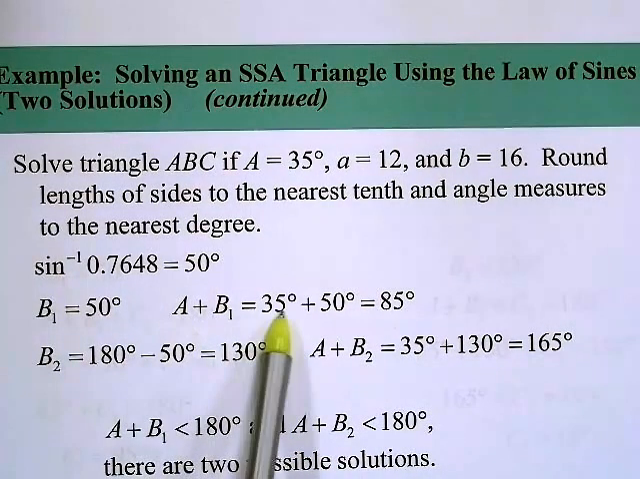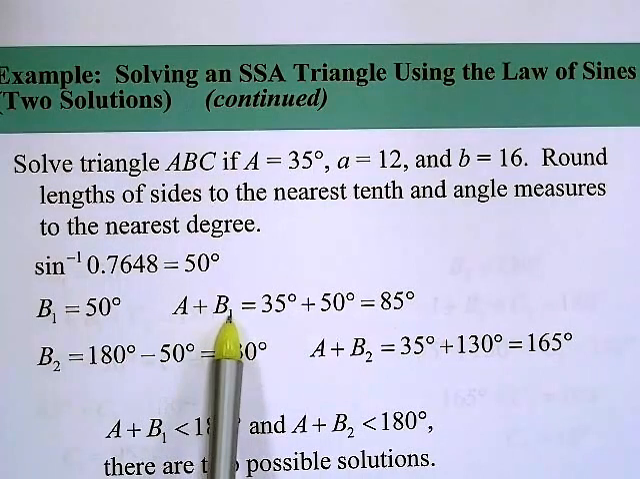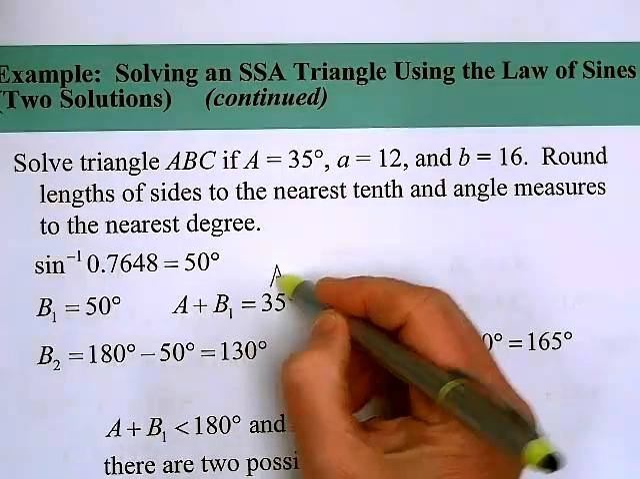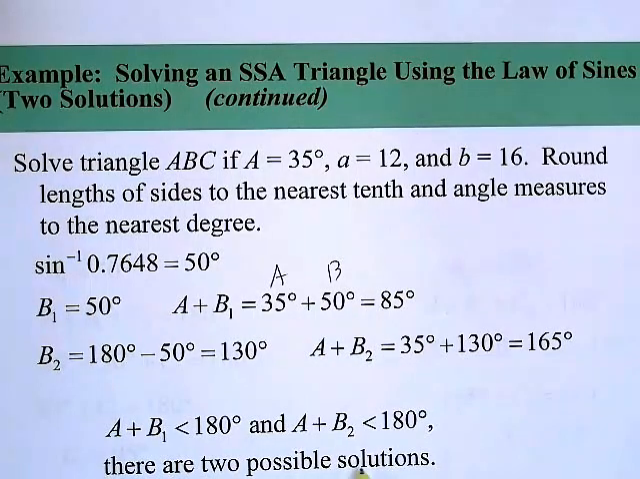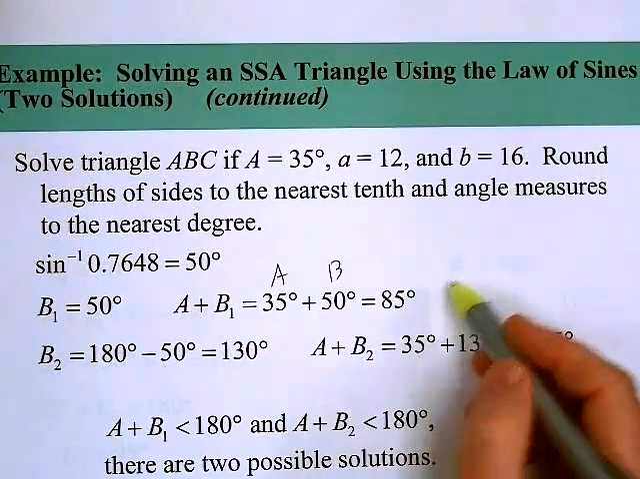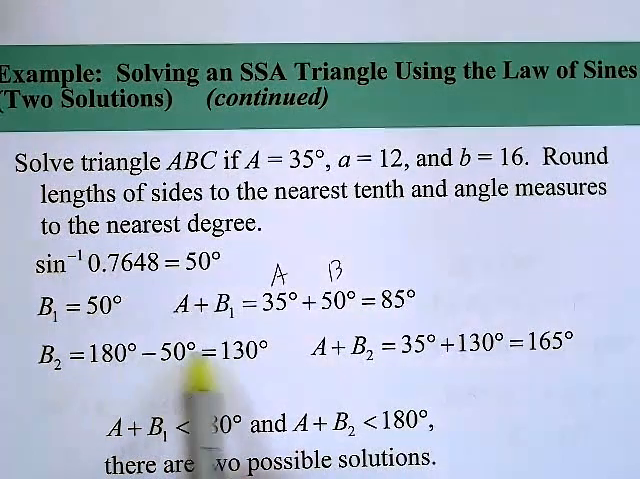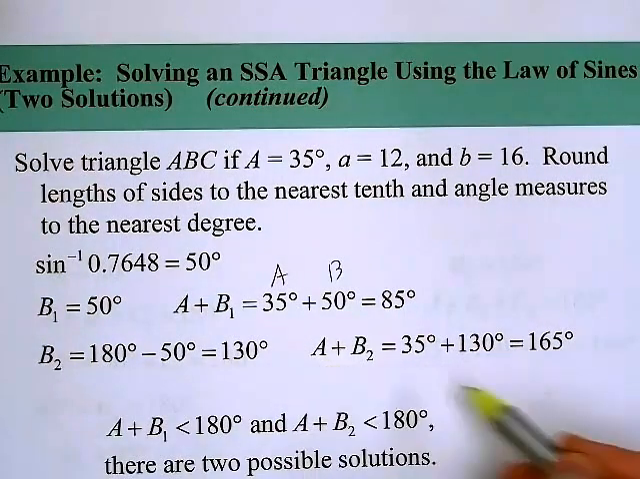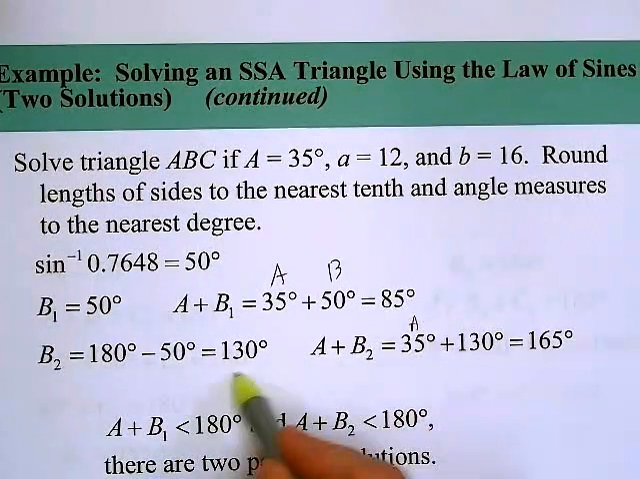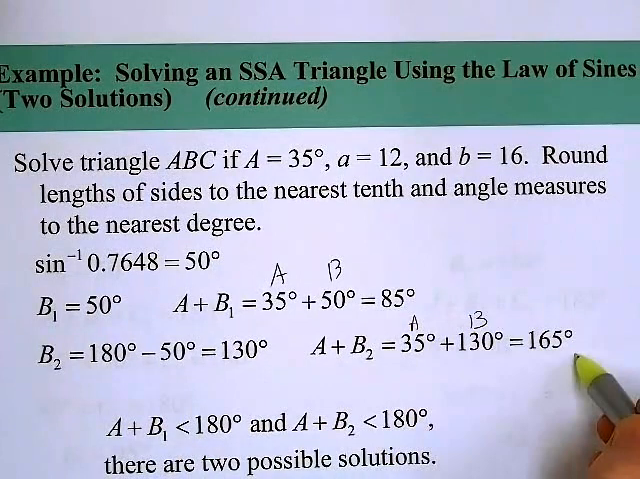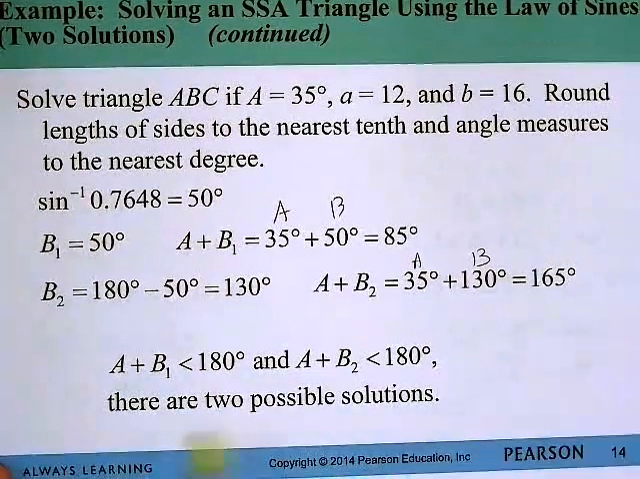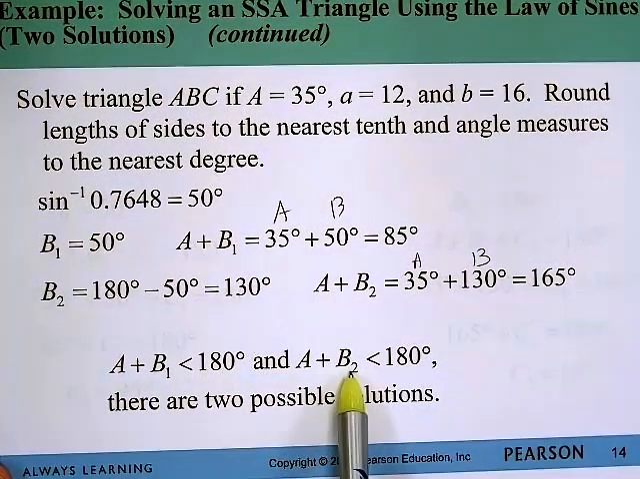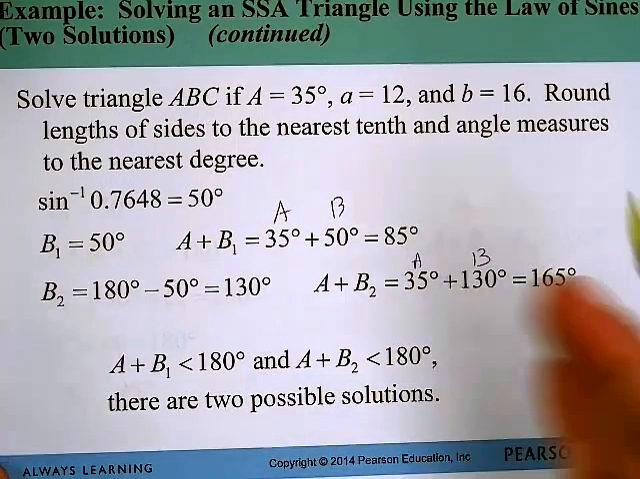So if we use 50, A being 35, B being 50, they add up to be 85 degrees, and we could find a C for that. If we use the next one, which is A is 35 and B is 130, we could find a C to match up with this one. So there are two possible solutions here. A plus B could be less than 180, and both of them are less than 180. So we could find a C to go with that.